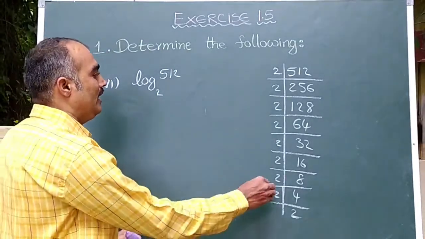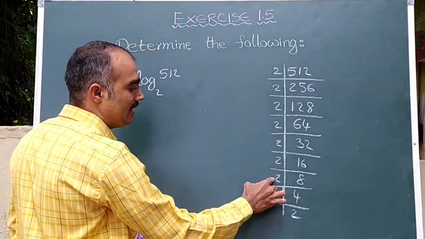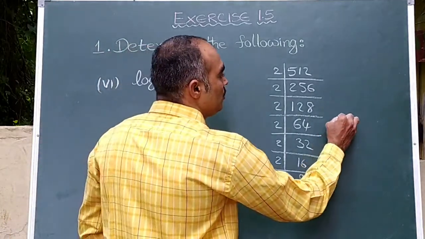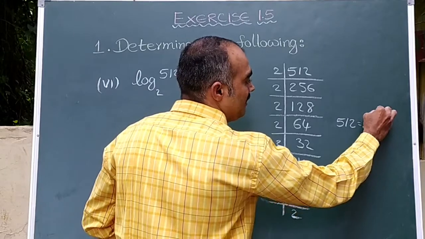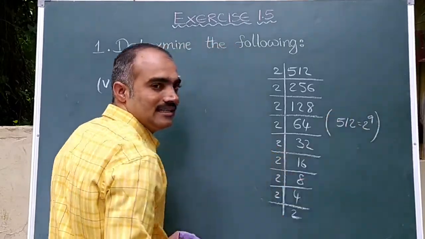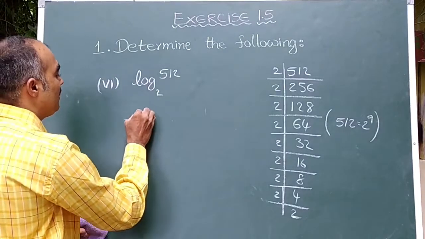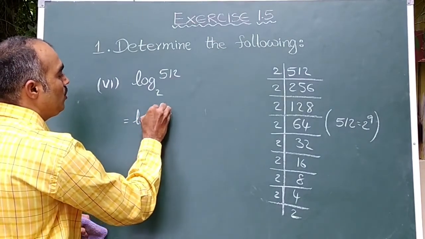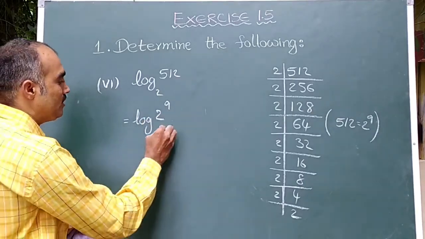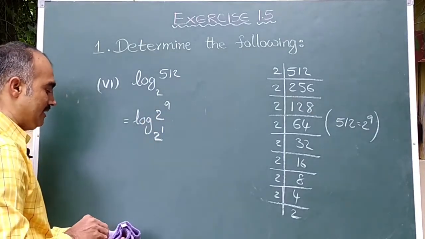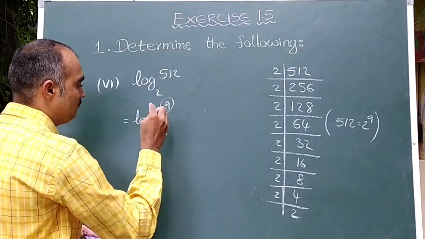So here let us count how many are there. You see 1, 2, 3, 4, 5, 6, 7, 8, 9. So 512 can be written as 2 power 9. So in place of 512, let us write 2 power 9. So this is log 2 power 9 base 2, which means 2 power 1. Let us consider these powers, this is 9, this is 1.